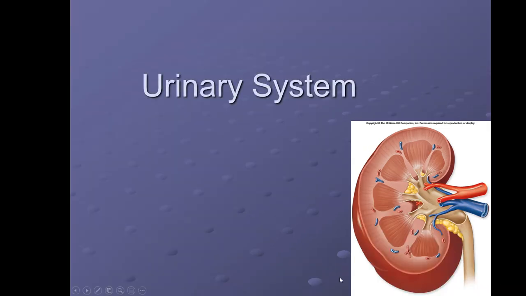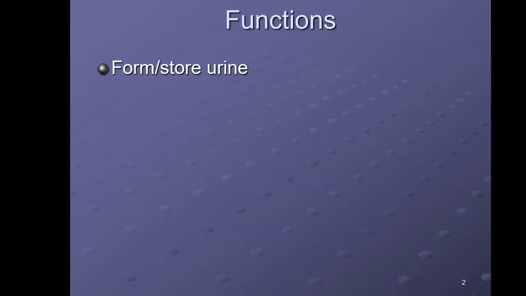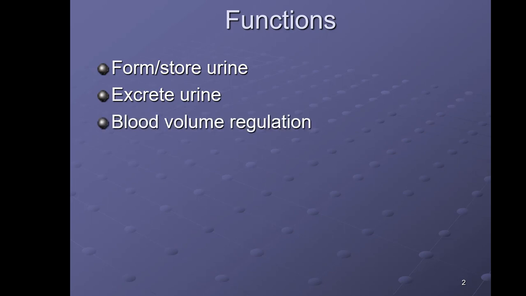All right, this lecture is going to be about the urinary system, sometimes called the excretory system. The major functions of the urinary system are to form and store urine, which allows us to get rid of some waste products, and also to excrete the urine. The kidneys also play a key role in regulating blood volume. As you're going to see, the kidneys are the main organs of the urinary system. And one more thing, erythrocyte production is important.